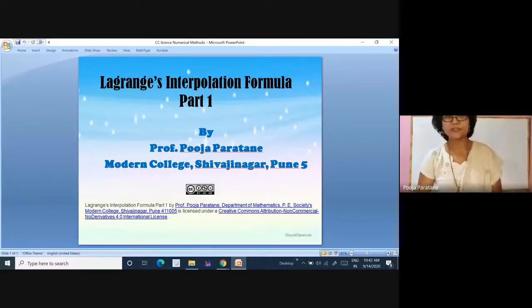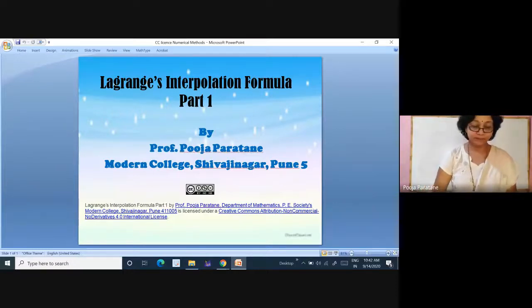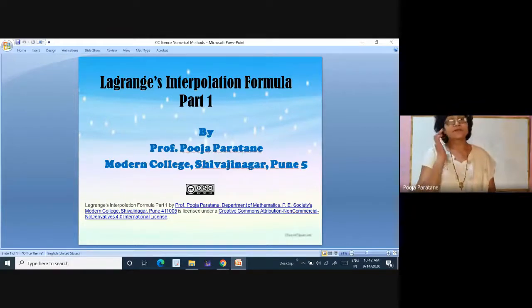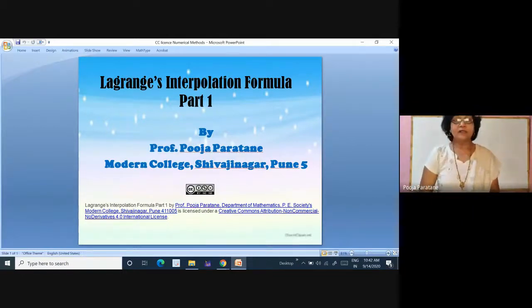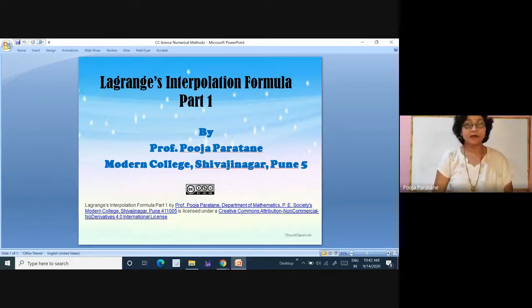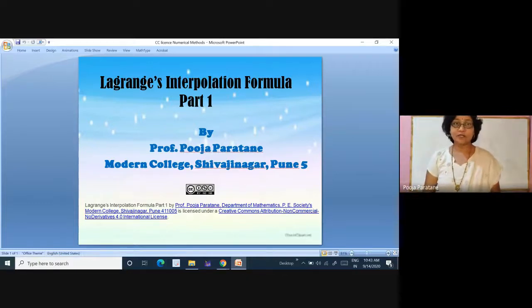So good morning, students. Today we will start Lagrange's interpolation formula. Like Newton's forward and backward interpolation formulas, this Lagrange's interpolation formula can be used for equally spaced as well as unequally spaced points, whereas Newton's forward and backward interpolation formulas can be used only for equally spaced points. So let us see the proof of this Lagrange's interpolation formula.